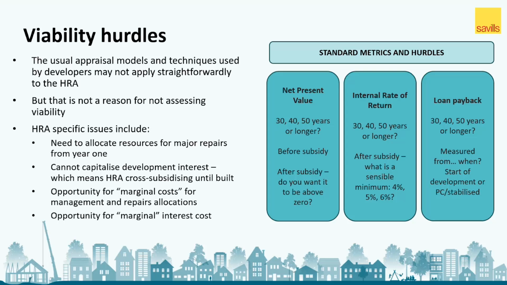For internal rate of return, what's a sensible minimum? I mean, anything above sort of 6% is absolutely good to go. 5% would be par. Anything above 4% might still be appropriate, but your par 50-year internal rate of return is generally around 5 to 6%.